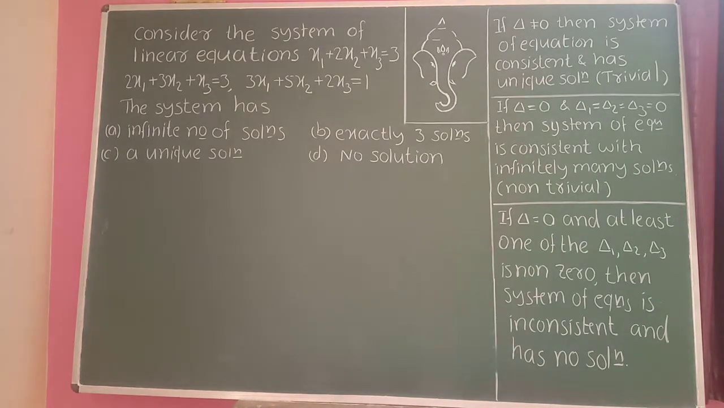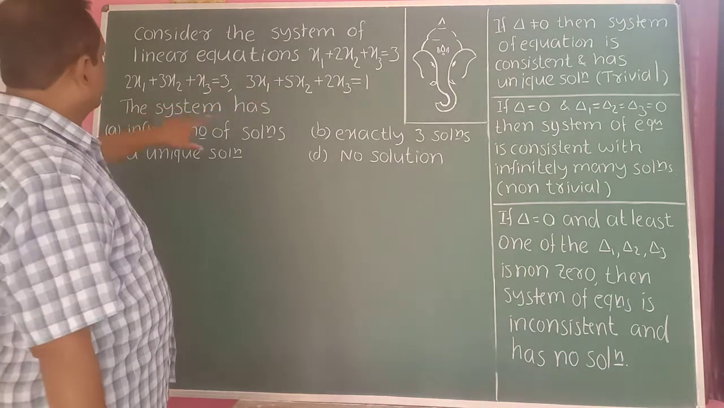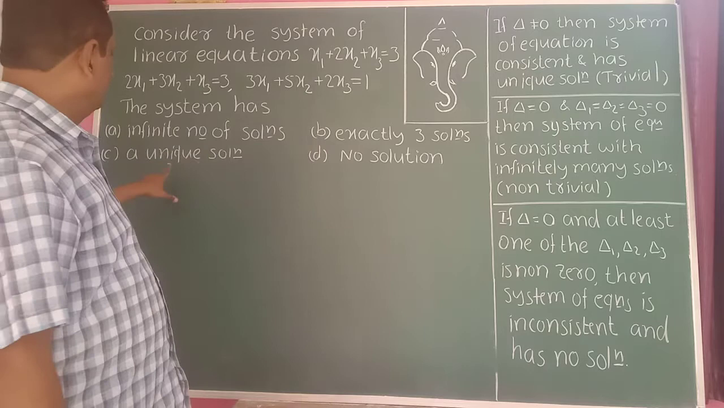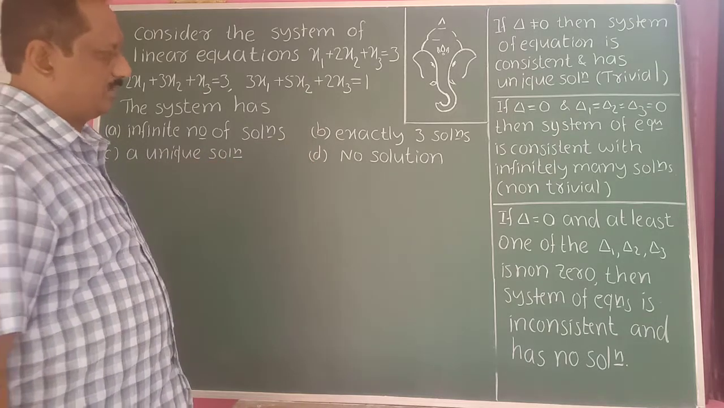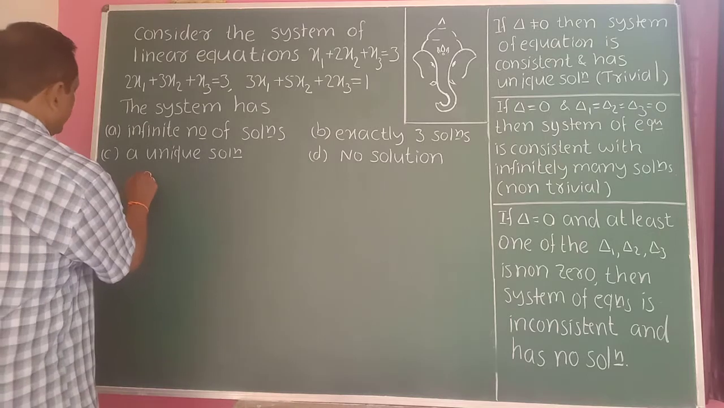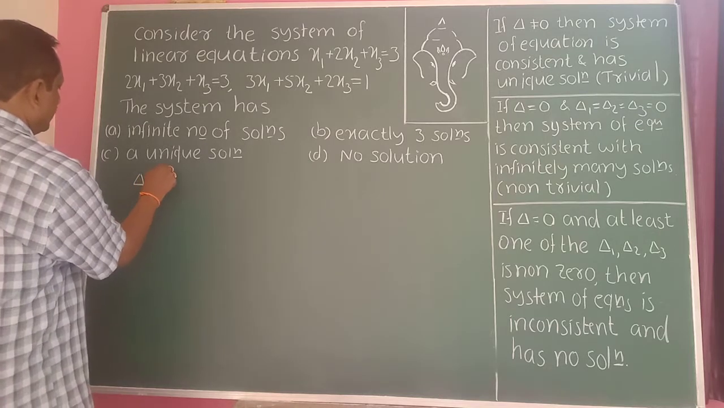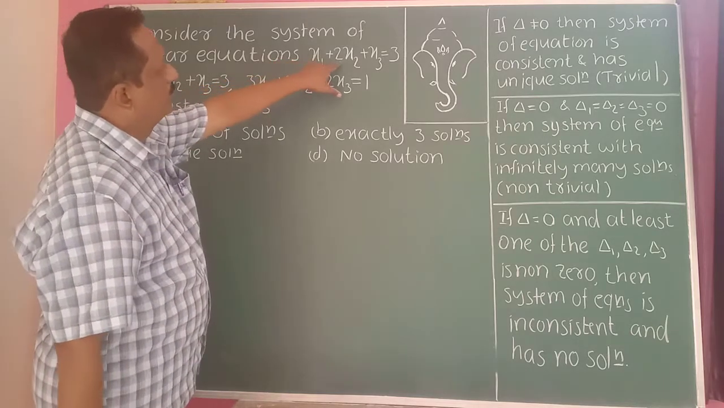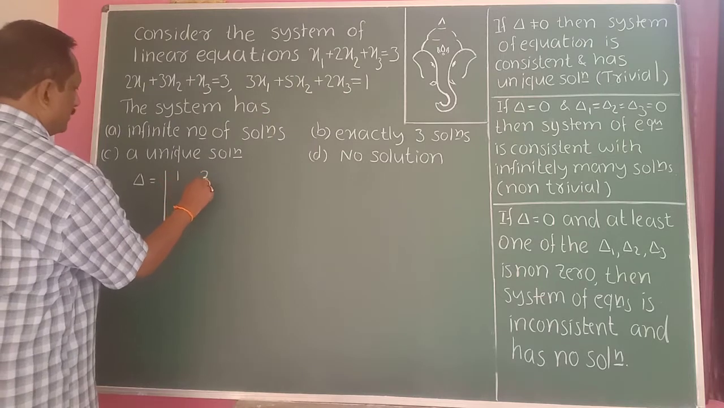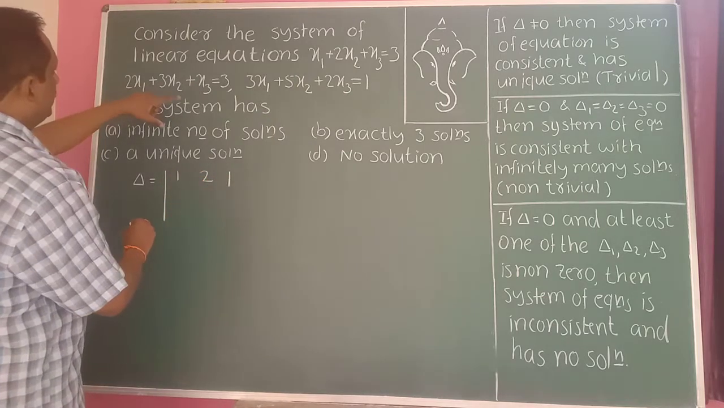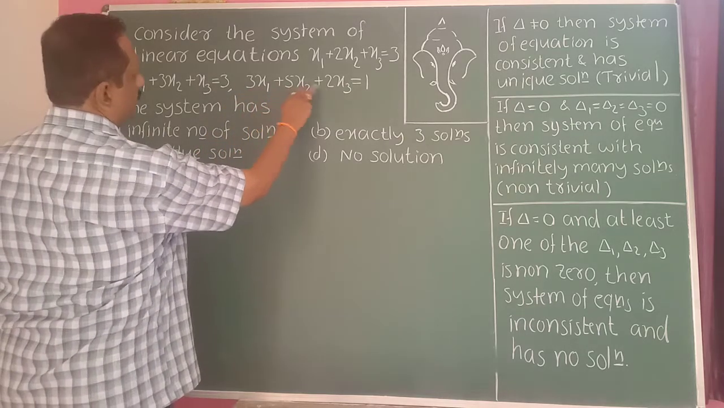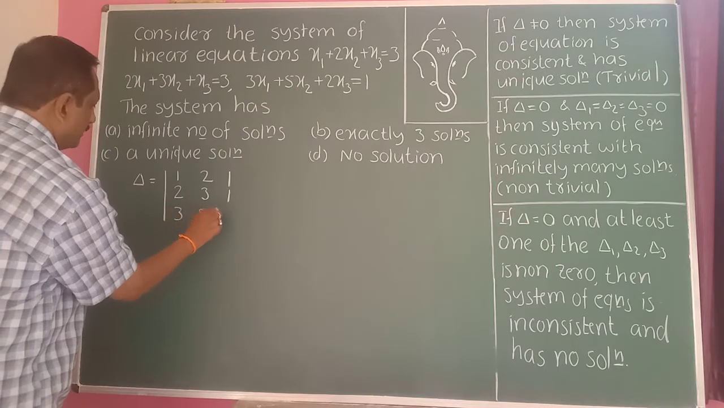So consider the system of linear equations. Three equations are there. Okay, the system has an infinite number of solutions, exactly 3 solutions, a unique solution, or no solution. Yes. Just check whether delta is equal to 0 or not here. First check it here. So determinant of 1, 2, 1, here 2, 3, 1, and 3, 5, 2.